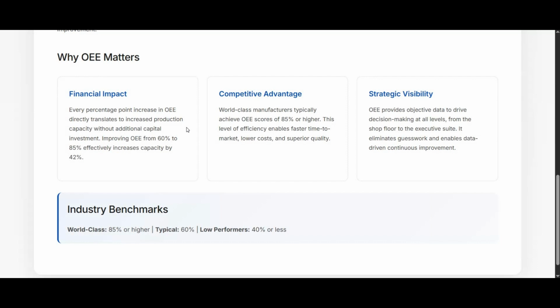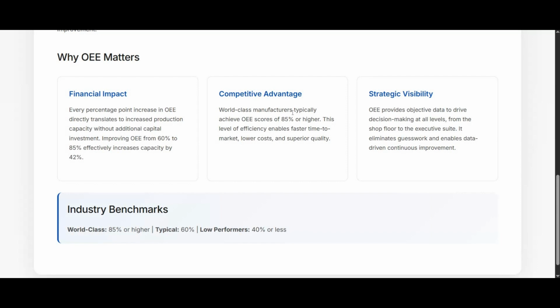Every single percentage point increase in OEE translates directly into more output without spending extra money on new equipment. Think about that. If you raise your OEE from 60% to 85%, you have effectively increased your capacity by about 42%. And that's without adding a single new machine. So improving OEE is like finding extra production power hidden in your existing resources.